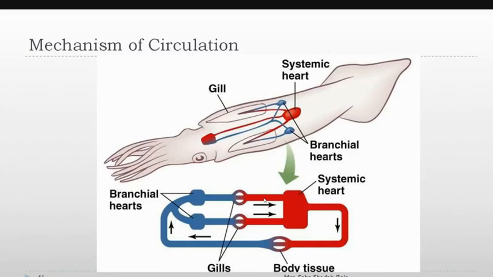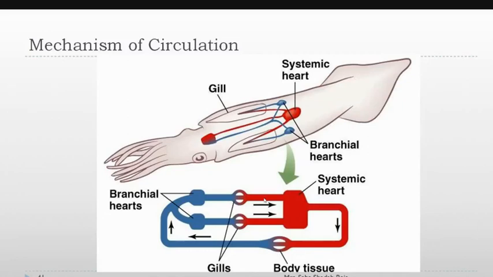So from the aorta, where will it go? It will go to the various arteries, and from the arteries to the tissue. So what is the pathway? It is very important to learn the pathway by heart. What is the pathway? The pathway is the systemic heart. From the systemic heart ventricle, it will go to the aorta. From the aorta, arteries. From the arteries, it will go to the various capillaries to the body tissue.